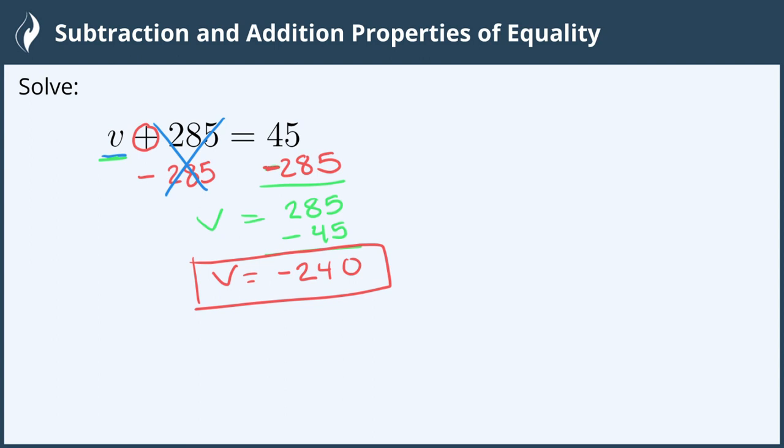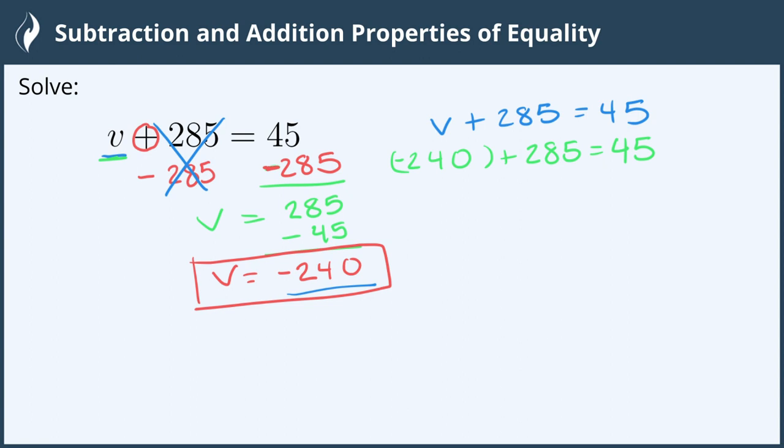We can also always check these types of questions by resubstituting what we get for our answer into the original question. So we have v plus 285 equals 45, and substitute negative 240 in for v. To do this, we always substitute with a set of parentheses. This helps keep all of the signs and operations nice and clear. So we substitute it in, and now we can use a calculator, or we can just do this by hand.